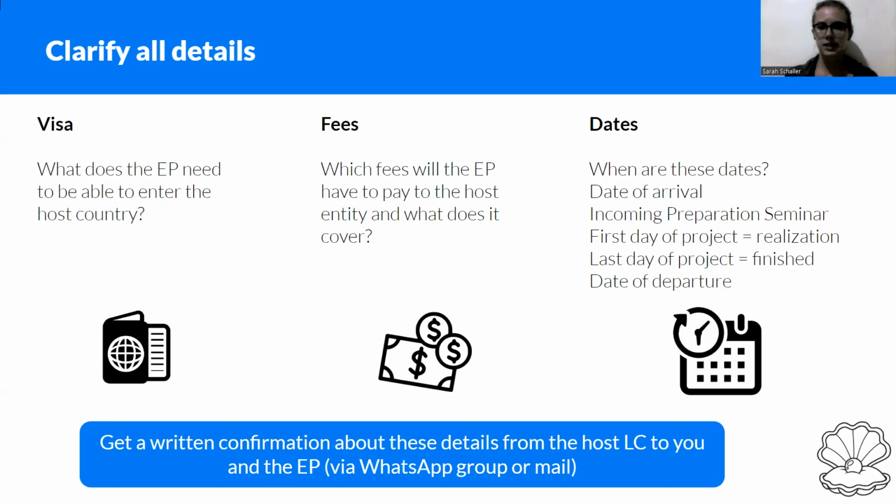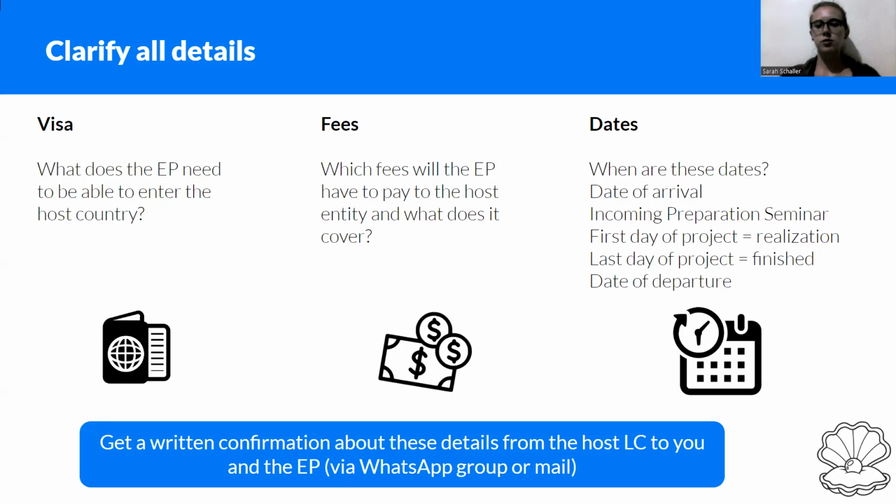As well as the dates. And that's important that you have all 5 dates clarified. Date of arrival, incoming preparation seminar, which has to be before the first day of the project. The first day of the project is the realization date. Last day of the project is the finish date. And it's important that the last day of the project is exactly 6 weeks after.